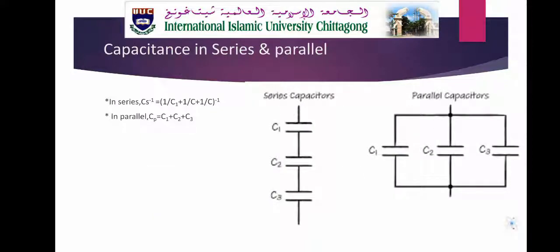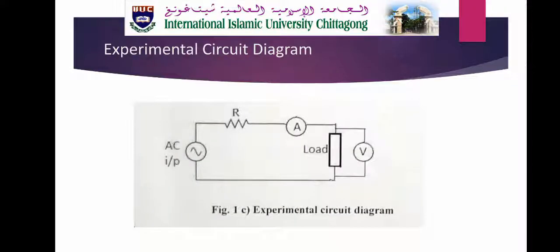In this left side figure, I have connected capacitors in series, for which the formula is 1 by C equals 1 by C1 plus 1 by C2 plus 1 by C3. And in the right side figure I have connected capacitors in parallel, for which the formula is C equals C1 plus C2 plus C3. Move to the next slide.